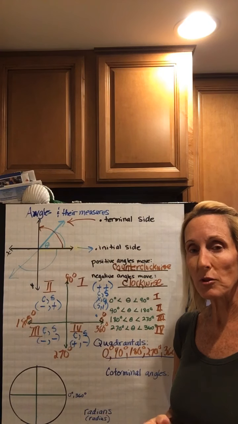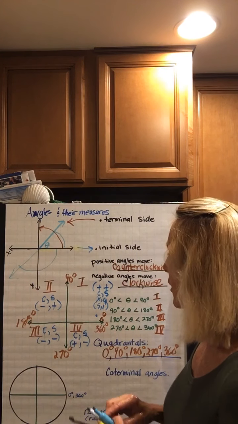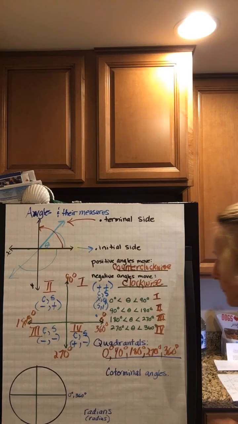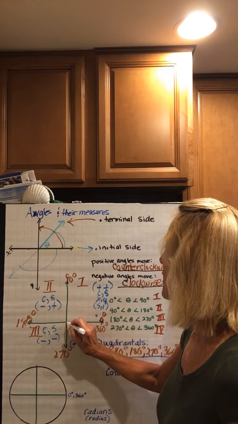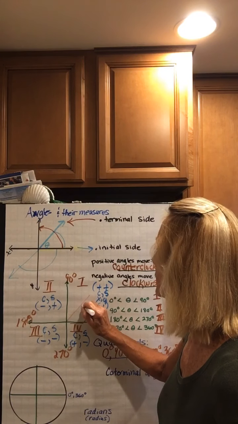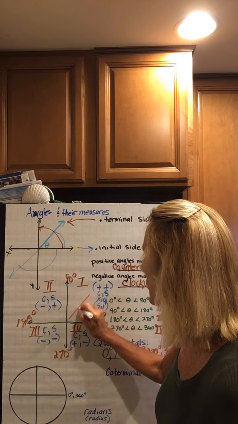So I'm going to draw a picture of a couple of coterminal angles. How am I doing on time? Pretty good. All right, so let's say I have an angle. Let me grab a different color. And I'm going to draw a positive angle first, here in quadrant 1. So I start at the initial side, and there's my positive angle right here. And here's the terminal side.